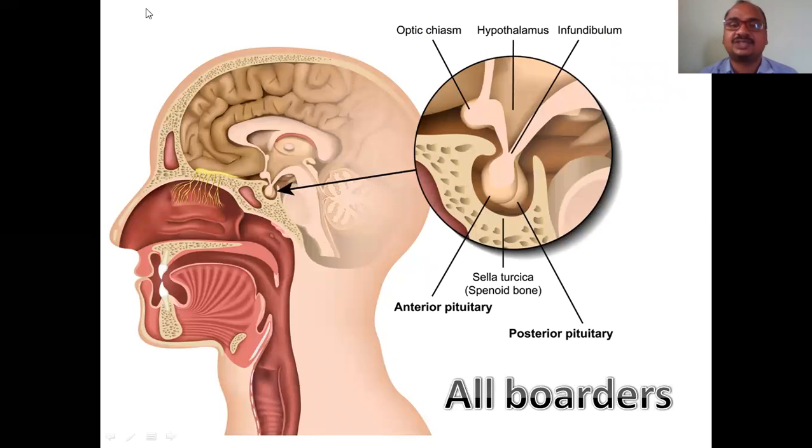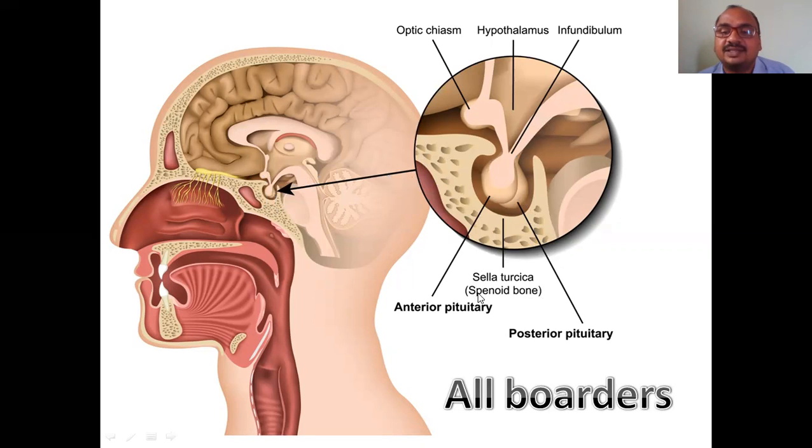Here you can see the borders, all the borders of the pituitary gland. See my cursor, where your peanut is. Here you can find the peanut. If I enlarge this, you will get this diagram. The main point you have to keep in your mind here is the sphenoid bone. You can see this bone is called the sphenoid bone.